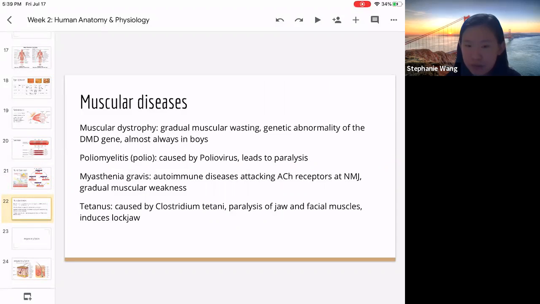Someone asked, does frostbite relate to muscle contractions? I don't think so, because frostbite is caused by blood flow being impeded because it's too cold.